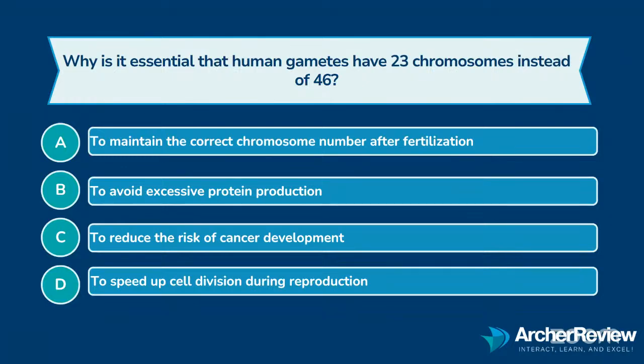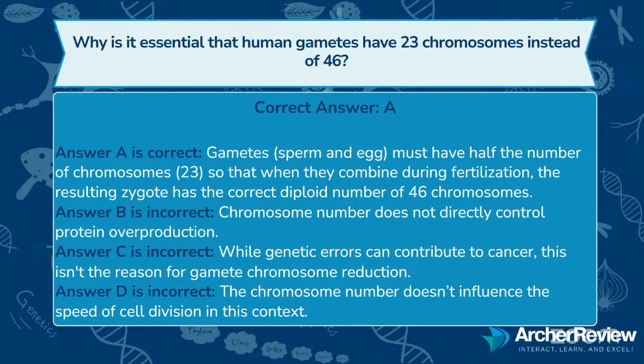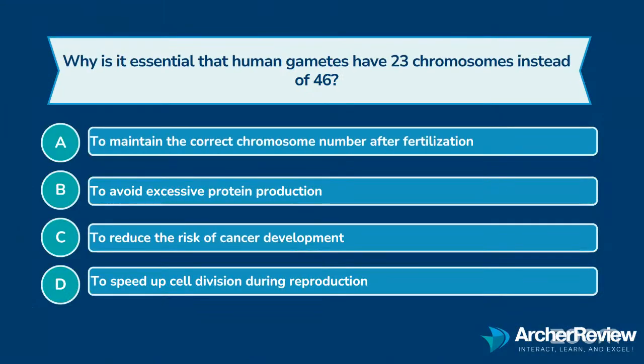All right, our correct answer is A. Okay, so let's take a look at why that is. What's up with A? That's to maintain the correct chromosome number after fertilization. So let's break down a couple things before we go over the incorrect answers. Let's remember that gametes are the sex cells, the sperm and the egg. These are the cells that are the end result of meiosis.